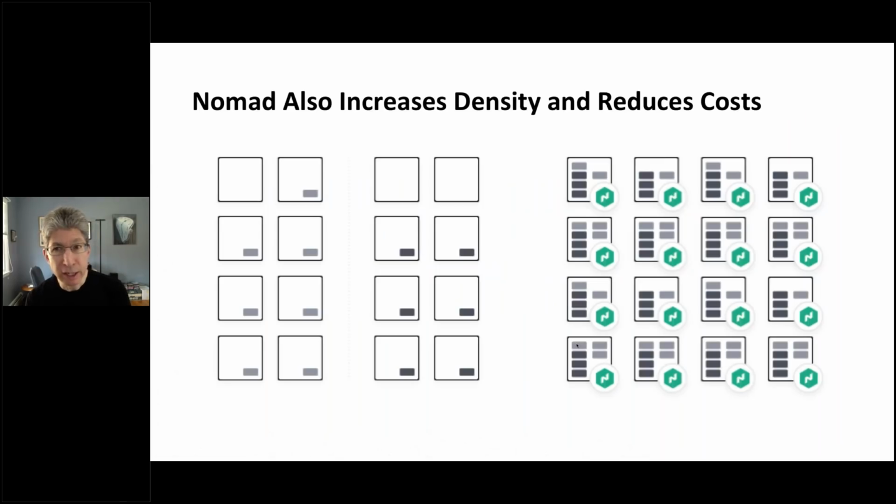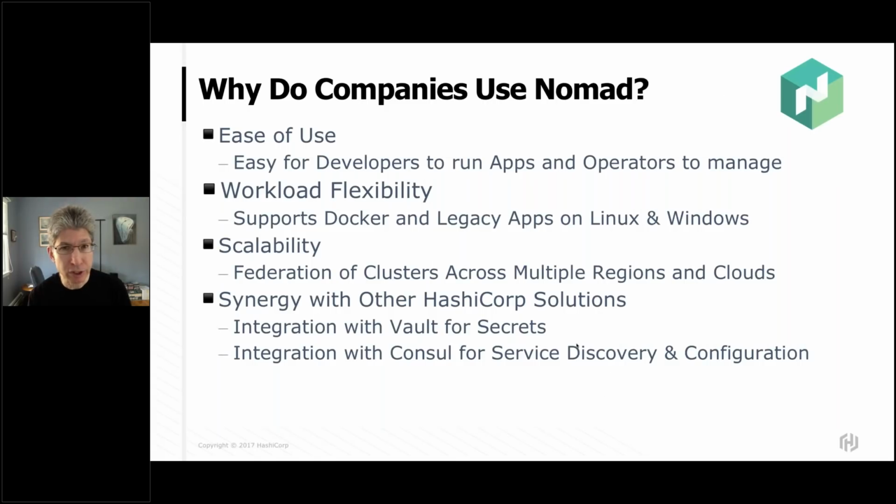Nomad helps you increase density and reduce costs. On the left side, we see a typical scenario in which there's a lot of VMs, each of which are running a single application because different teams create their own, deploy their own infrastructure effectively, and they end up allocating a VM just for that one application, and often the utilization is quite low, under 20%, maybe under 10%. Nomad, as a job scheduler, as a workload orchestrator, can actually schedule multiple applications onto the same VMs or physical servers. In other words, here on the right side, we see many more applications running on the same hardware compared to the left side, and that reduces costs.